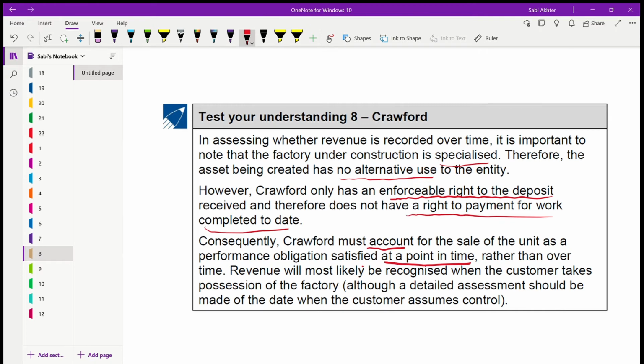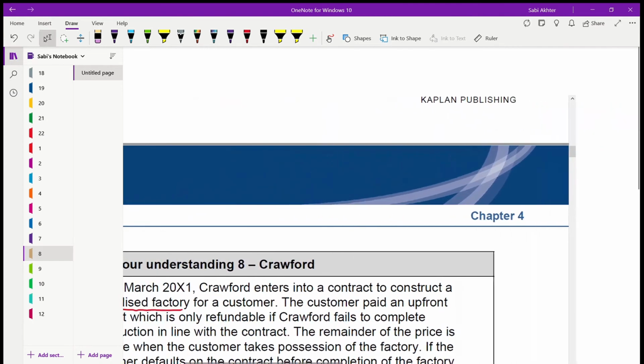So revenue will most likely be recognized when the customer takes possession of the factory. So when are you going to recognize revenue? When the customer takes possession of the factory. Although a detailed assessment should be made of the date when the customer assumes control. They didn't give the date when the customer will take control, so that's why more cannot be said on it. Ninth.